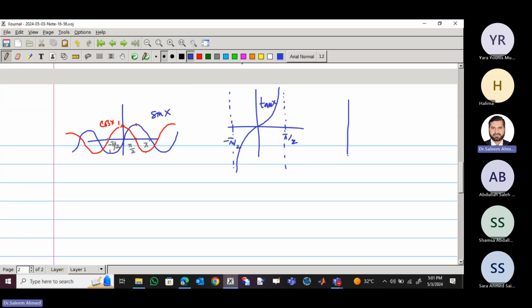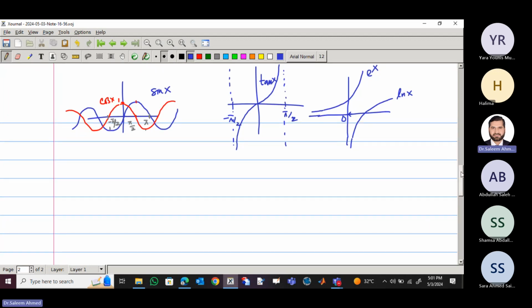Log of x and e to the x. This is your e to the x function, and the inverse of that is your log x. Log x starts from minus infinity. It is not defined for negative numbers. When x goes to 0, log goes to minus infinity. But e to the x remains positive for all values of x. So maybe they can help a little bit.